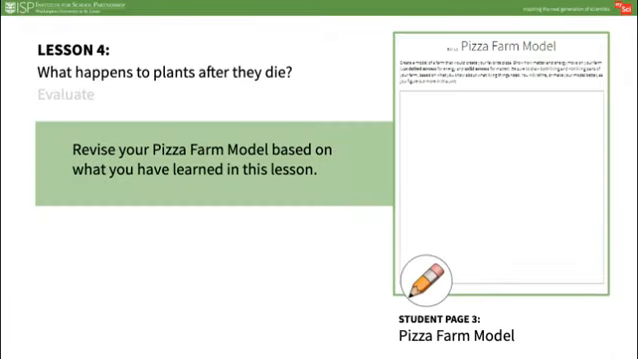Next, have students revisit their pizza farm model. Students should revise their model to include what they have learned in this lesson. They should now be able to include that dead plants and animals break down and their matter becomes part of the soil.